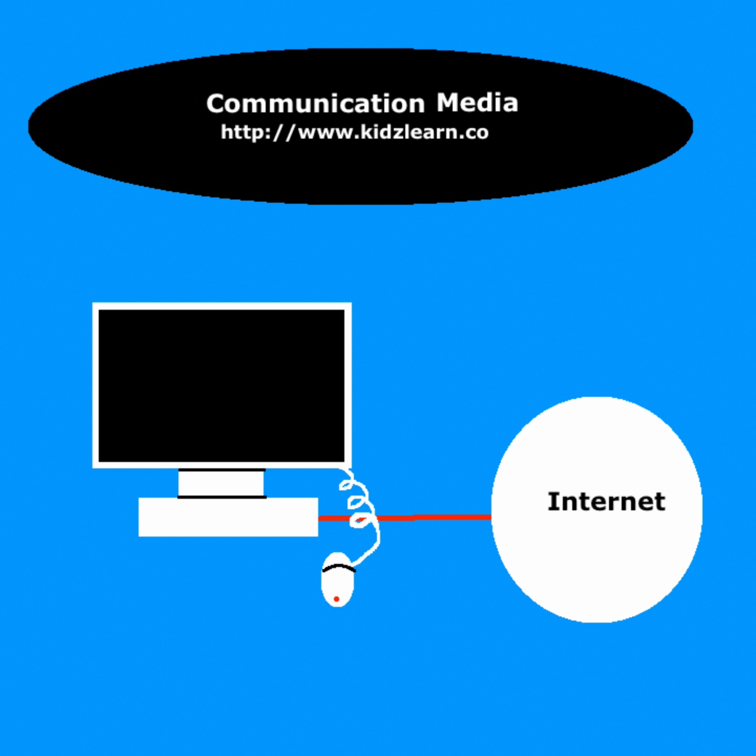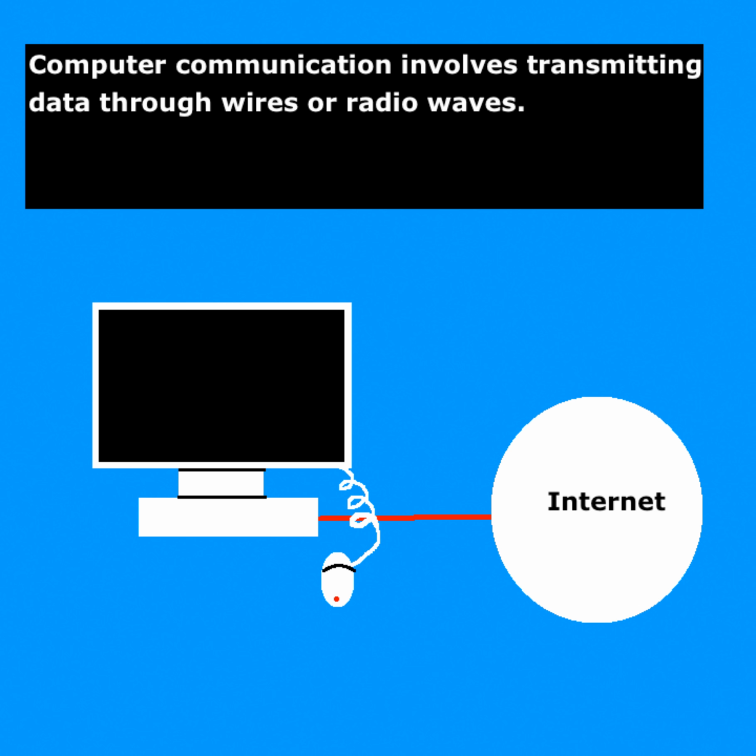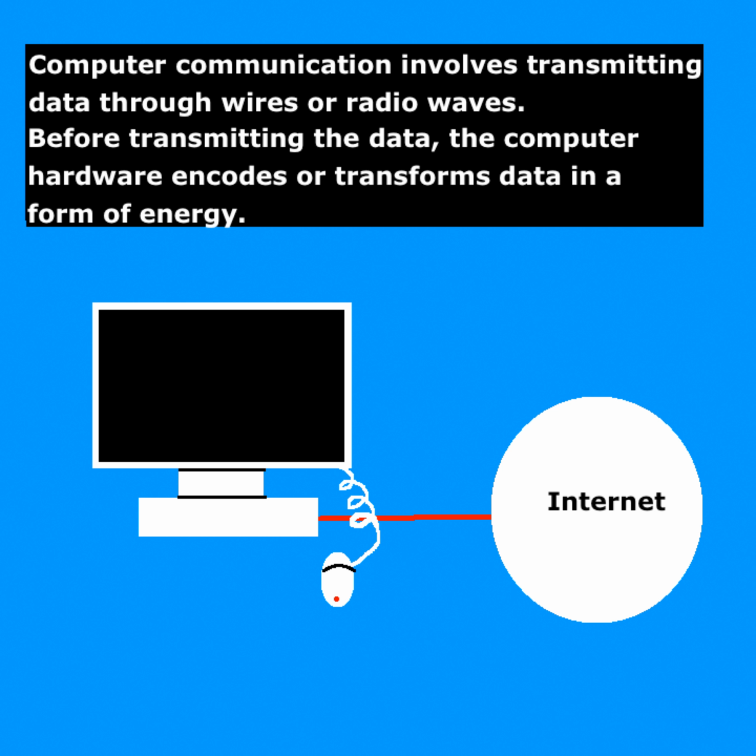Communication media. Computer communication involves transmitting data through wires or radio waves. Before transmitting the data, the computer hardware encodes or transforms data in a form of energy.